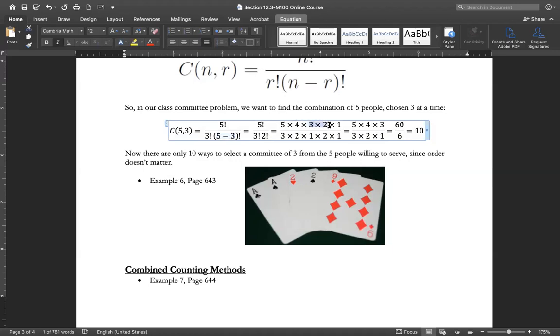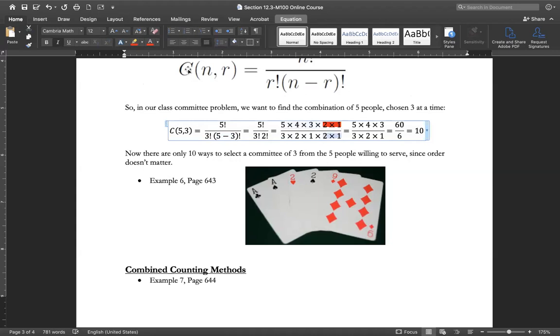Now remember, I'm going to change the highlight color. Here we go. 3 times 2 times 1 will cancel out 3 times 2 times 1. Those will cancel each other out. Actually, what I did is, hang on a second. I see I did something a little different. What I did is I canceled out the 2 times 1 here. And it doesn't matter the order in which you do this.